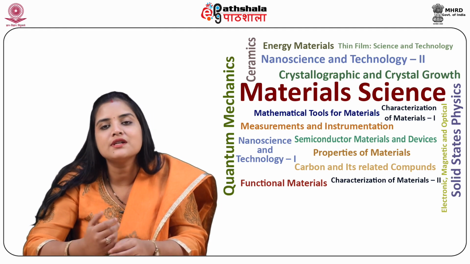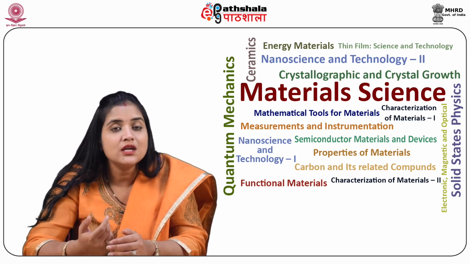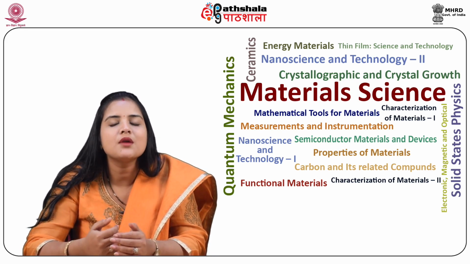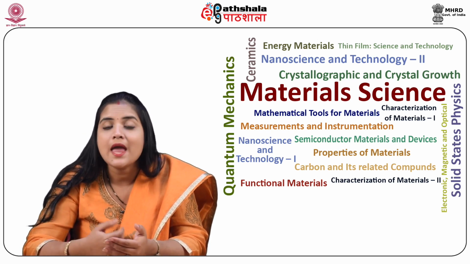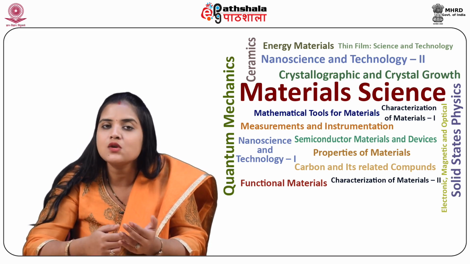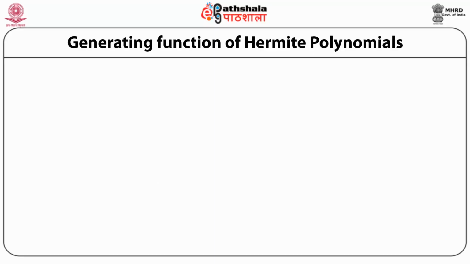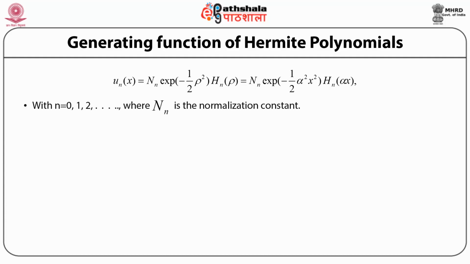We thus finally arrive at the result that the energy eigenfunctions of the harmonic oscillator are given by u_n(x) is equal to N_n exponential of minus rho square by 2 into H_n(rho), which is equal to N_n exponential of minus alpha square x square by 2 into H_n(alpha x), with n equals 0, 1, 2 and so on, where N_n is the normalization constant.